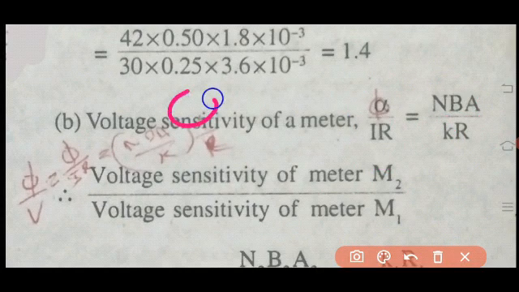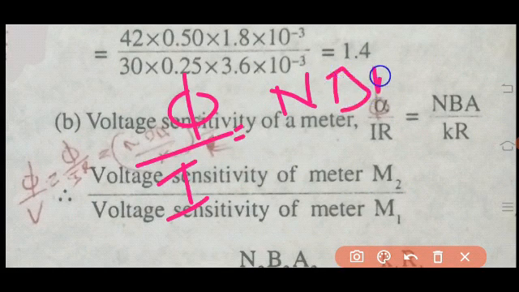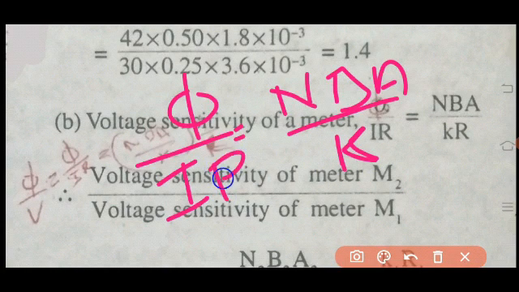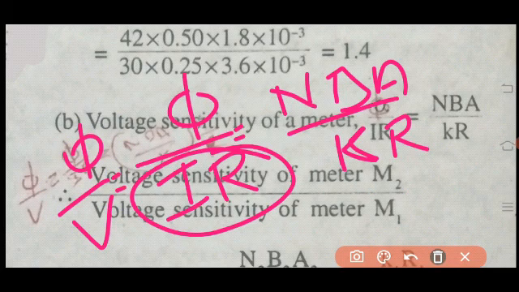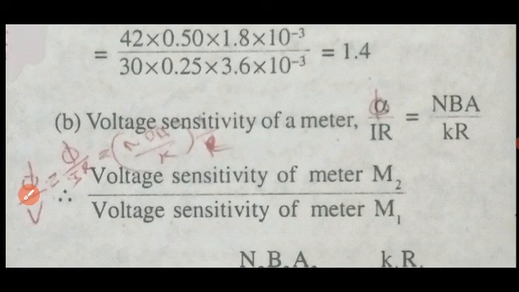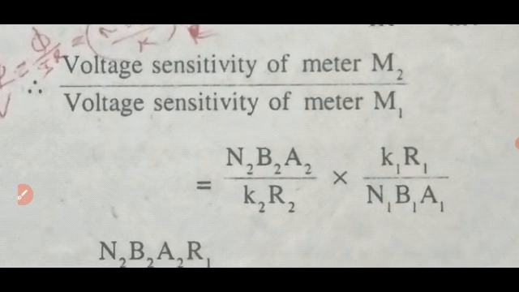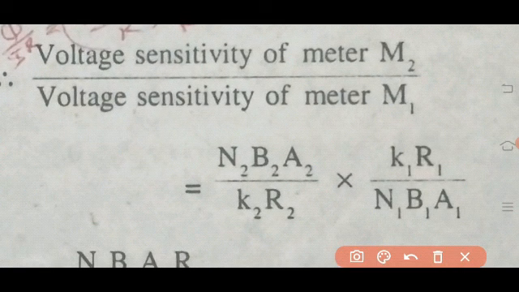Understood? So phi by I we already got as NBA by K. Just multiply the denominator by R, so that it becomes V. So phi by V is nothing but phi by IR, which is NBA by K into R. Now it is very simple to find the ratio M2 by M1, the same thing we did in the previous one.